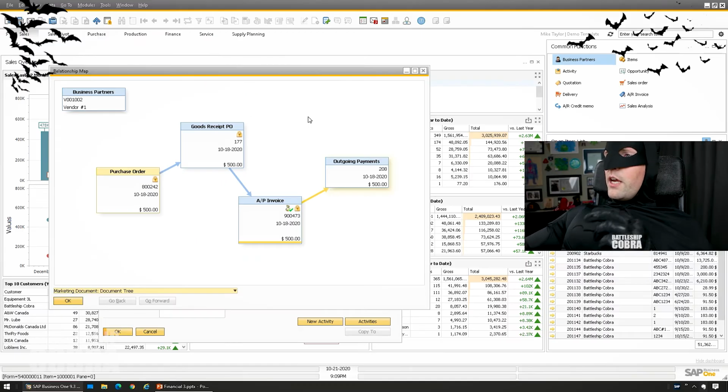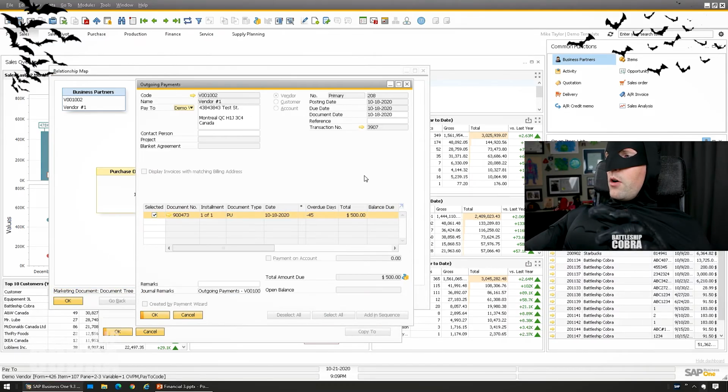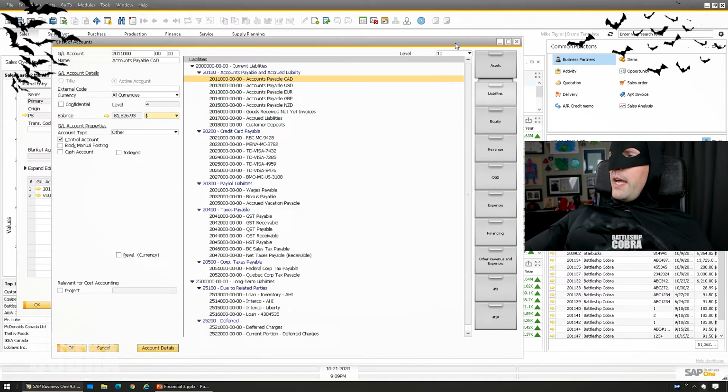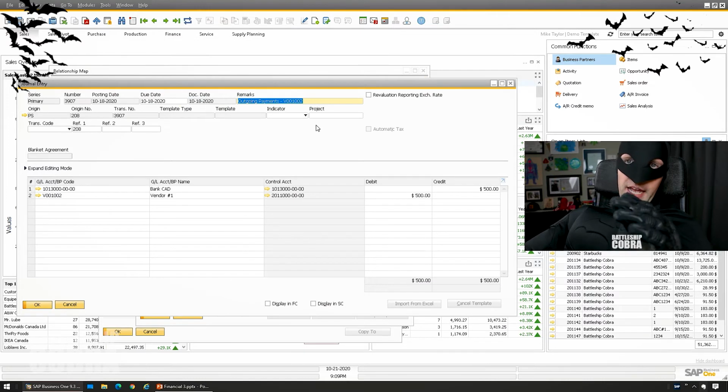Let's take a look at this in the system. So we have the PO here with the relationship map. Double click the outgoing payment. We paid by check, and we can see we paid this particular document for $500. The transaction here decreases our bank asset, and it also decreases our vendor accounts payable asset too by $500. So you can see the control account, $2,000. Accounts payable, so you owe $1,000 less, but you're also $1,000 less rich.